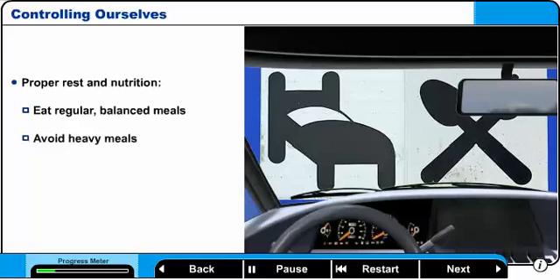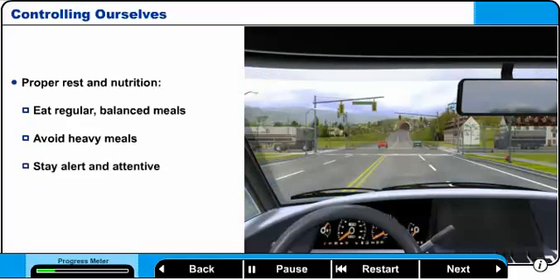However, you should avoid eating a heavy meal while on the road because a full stomach promotes drowsiness, and you don't want that to interfere with your number one priority of staying alert and attentive.